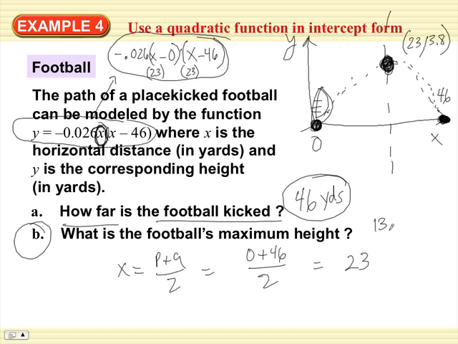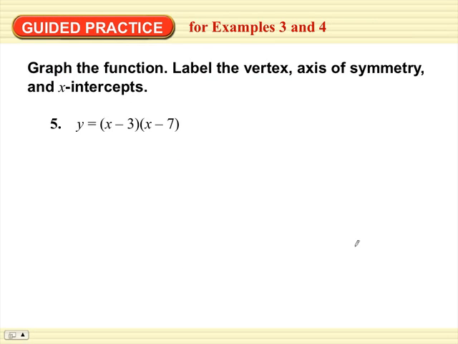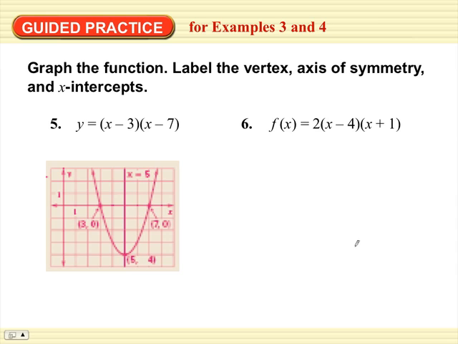So just put 13.8. I'll get people who put the whole coordinate again. It's just asking for the height of the football, right? So height is 13.8. What? Yards. There you go. There's how you answer a couple of word problems in these forms. Know how to do those? Let's see. Example number 5.